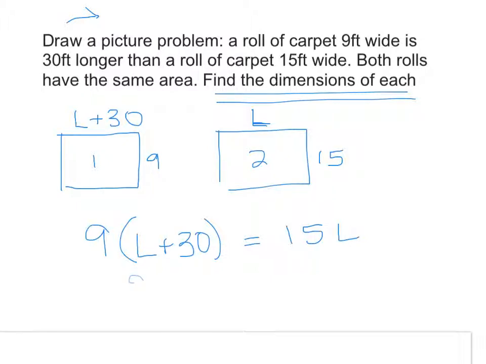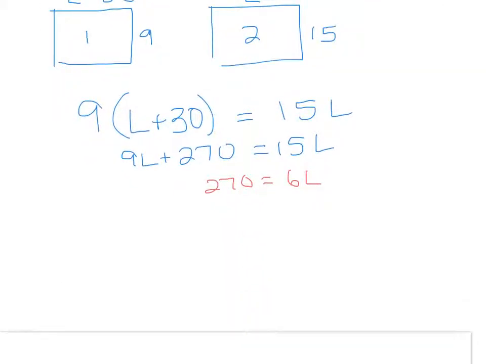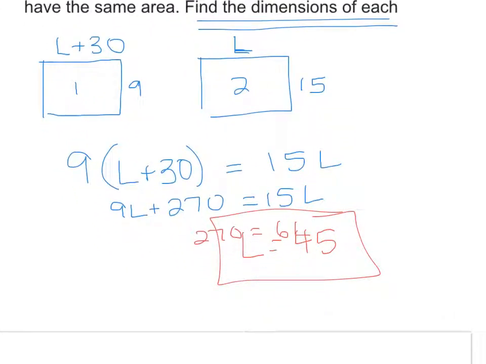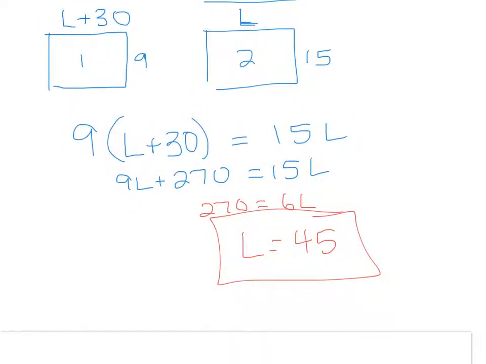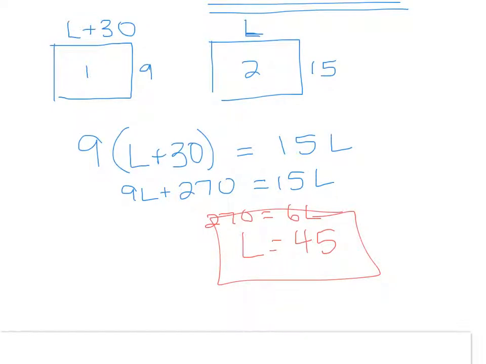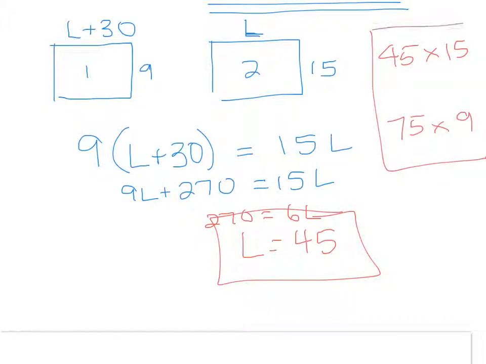So I'm going to distribute the 9. I'm going to get 9L plus 270 equals 15L. I'm going to subtract 9L from both sides, and I'll get 270 equals 6L. Okay. I'm going to divide by 6, and I'm going to get L to be 45. All right, so now going back, the question asked me to find the dimensions of each. So the first one is going to be 45 by 15. And then the other one is going to be 75 by 9. And those are my two answers.